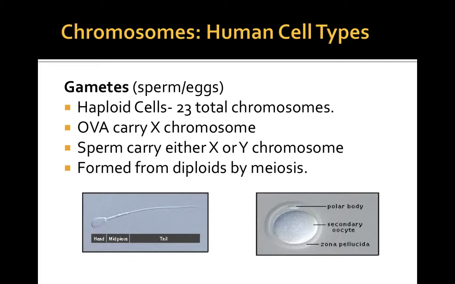Haploid means single. Each haploid cell has a total of 23 chromosomes. Haploid cells are formed from diploid cells by meiosis. Meiosis is the two stages of separating to create two gametes that can then combine to have both parent traits within the new zygote.